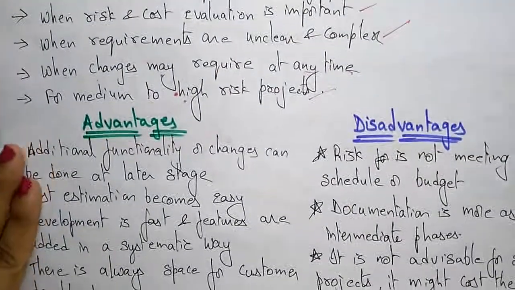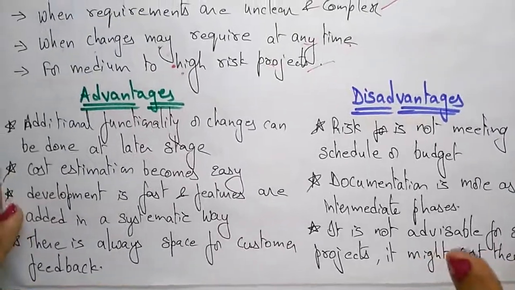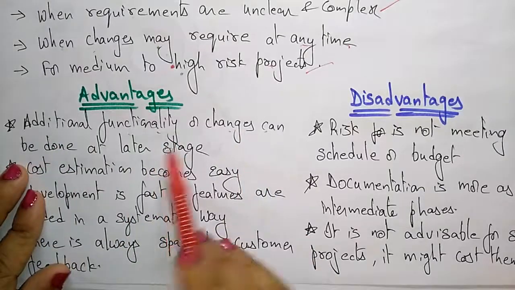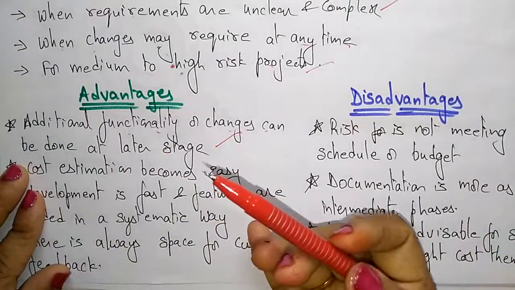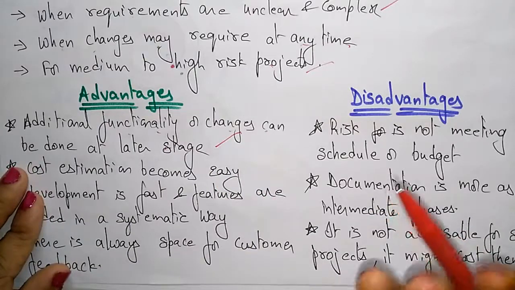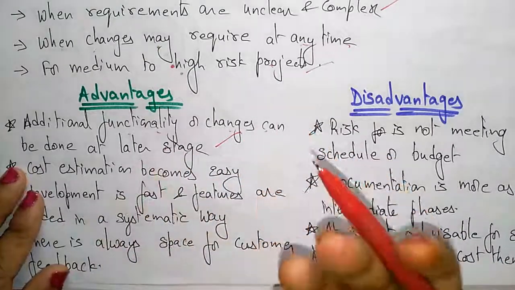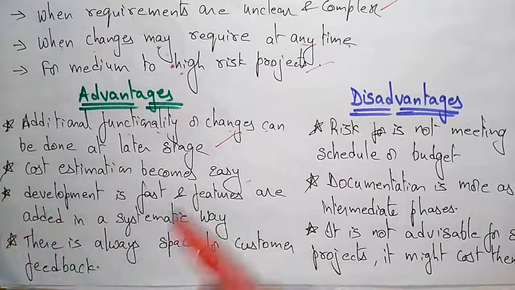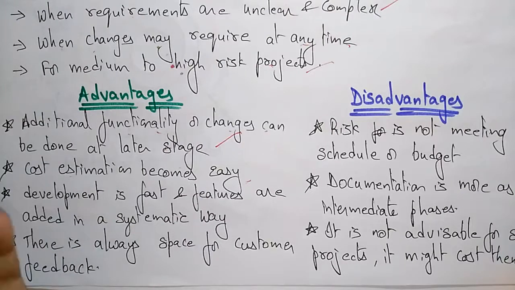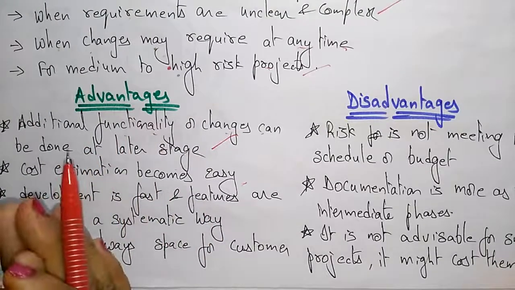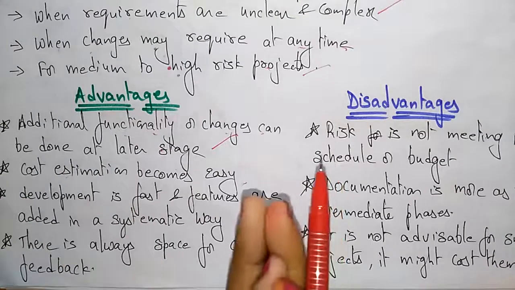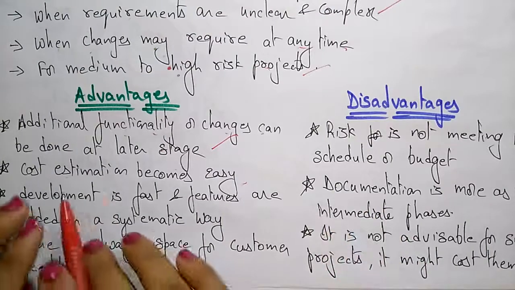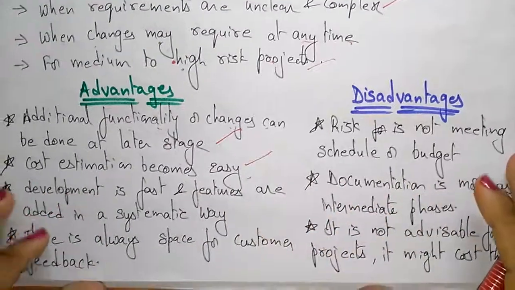Now coming to the advantages and disadvantages of using the spiral model. Let's see the advantages. Additional functionality or changes can be made at later stages. Whatever functionalities or changes you require in the project, you can make at a later stage also. Cost estimation becomes easy. In each stage you can maintain the cost estimation: the system maintenance cost, system development cost, concept development cost, system enhancement cost. So cost estimation becomes easy in the spiral model.